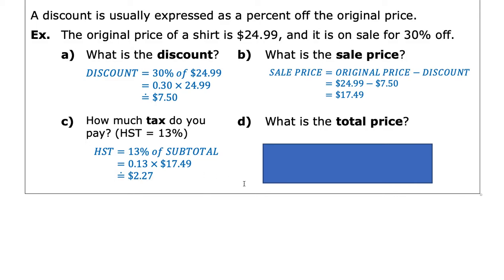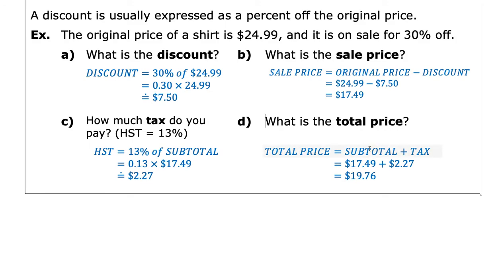To determine the total price, we take our sale price and add our HST. Our sale price was our subtotal in this case, and our tax is an additional $2.27. Altogether we get $19.76. This is one method to solve for the total price.